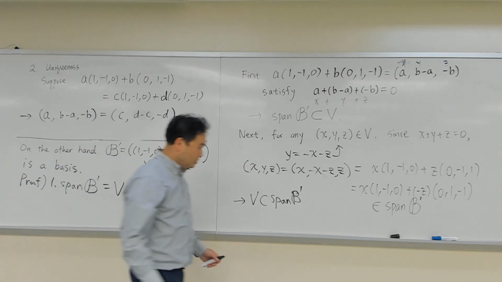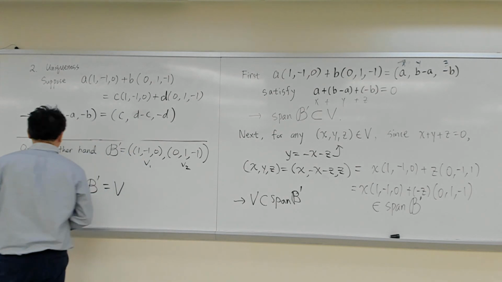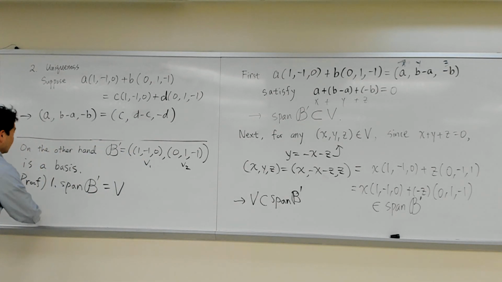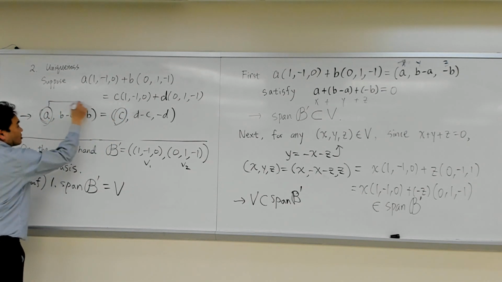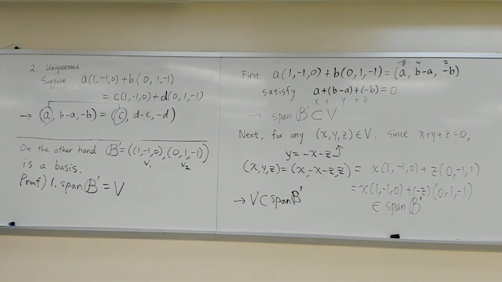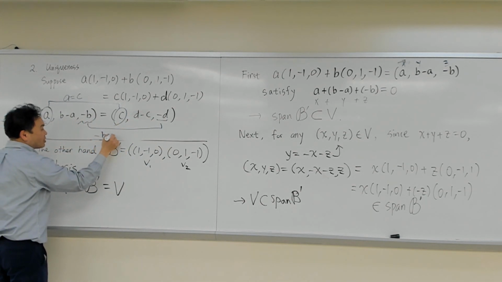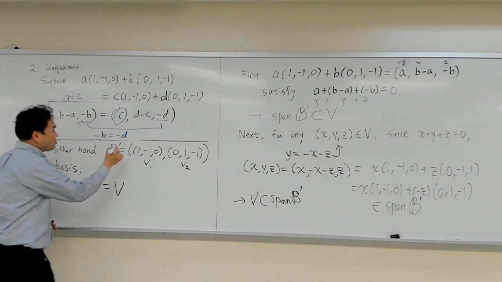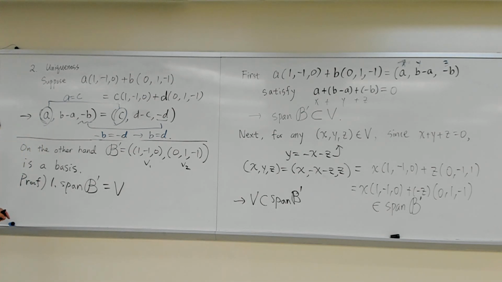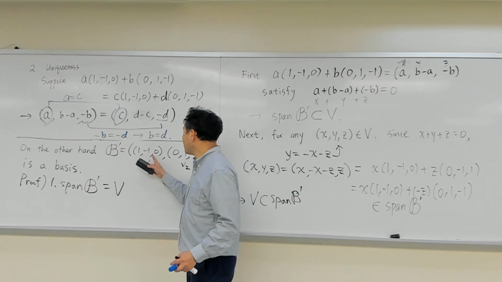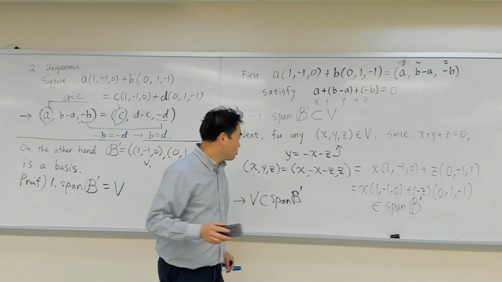But look, for this to be true, since these two vectors are same, they have to be same component-wise, right? So that forces you to have A as C. And then look at this one. The last part, you see that negative B has to be negative D, right? So that forces you to have B equals to D. Okay? Did we get it? Okay. So that shows you that this choice, 1, negative 1, 0, 0, 1, negative 1, is indeed a basis.